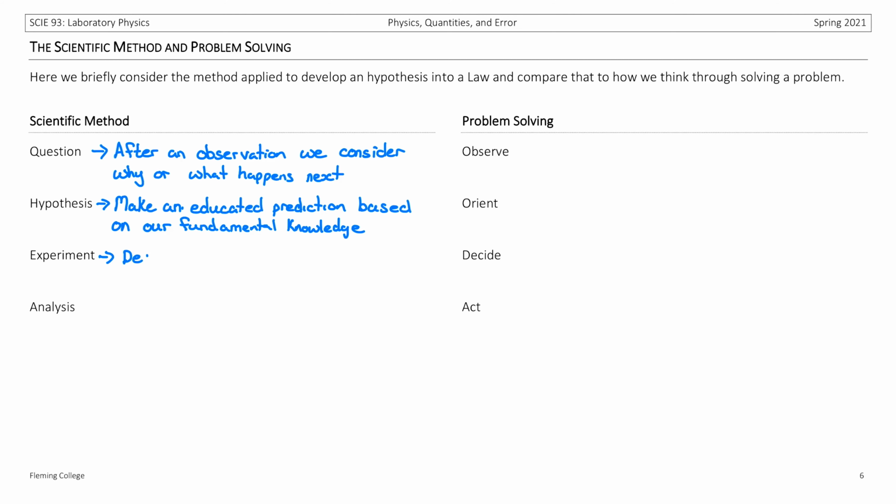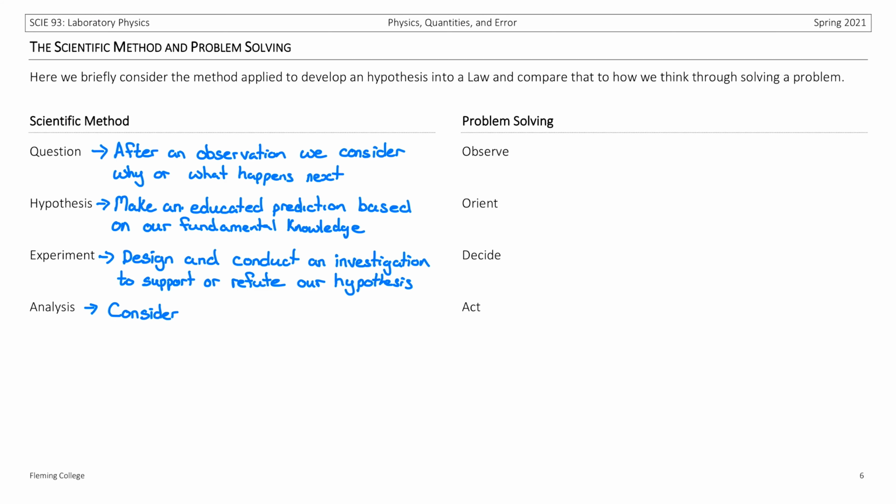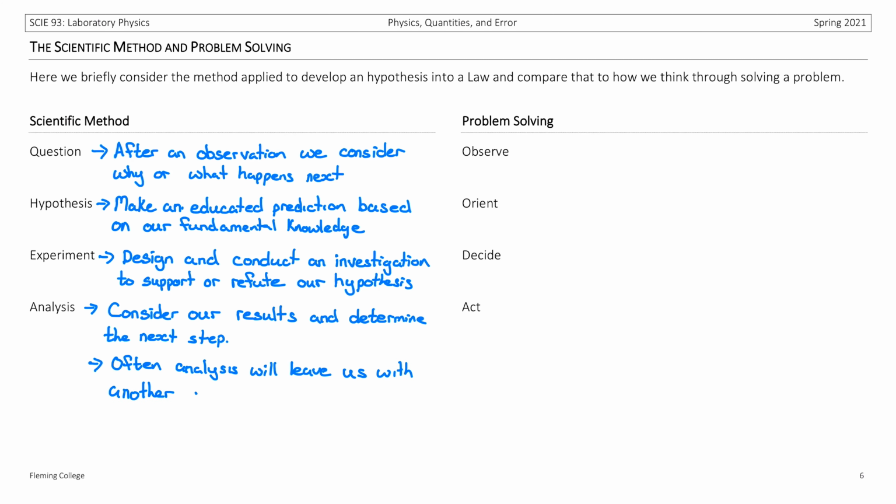And to do that, we generate a hypothesis, which is our educated prediction, and we use our fundamental knowledge, so we may have to do some research for this stage. And with that, we design an experiment to conduct and then investigate or collect evidence towards supporting or refuting our hypothesis. And once we have all that evidence, we actually have to analyze it. So we have to consider our results and determine what the next step is. Often, analysis will leave us with another question. So analysis will actually restart the whole process over again.